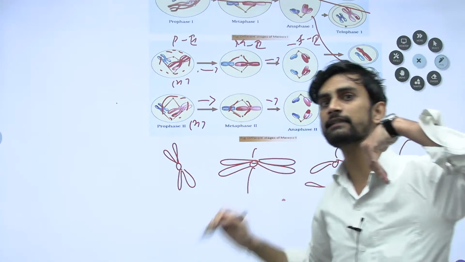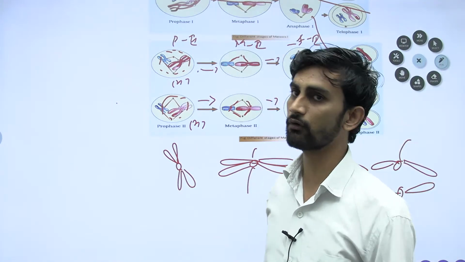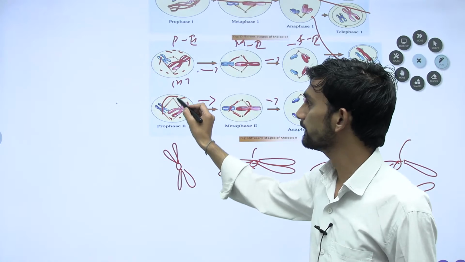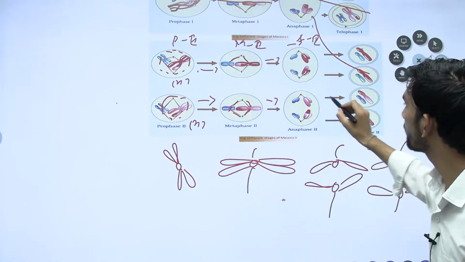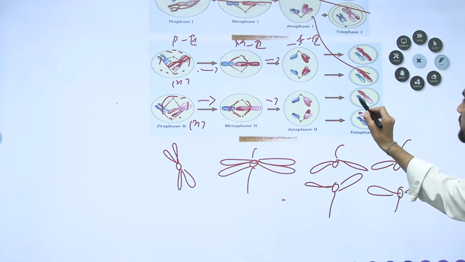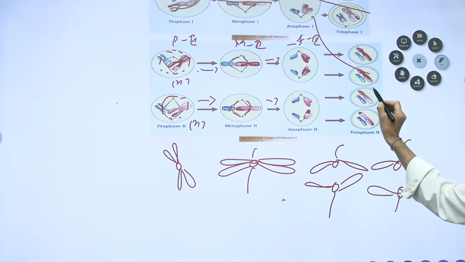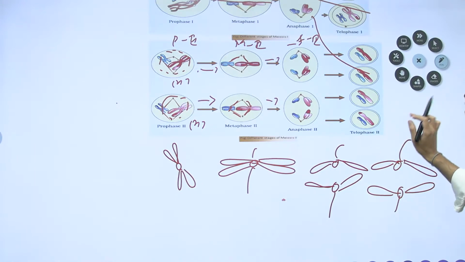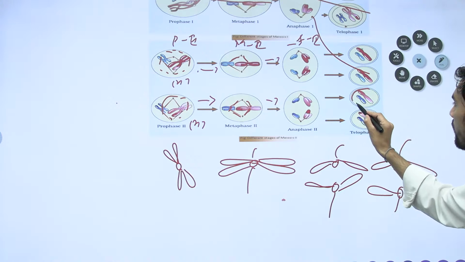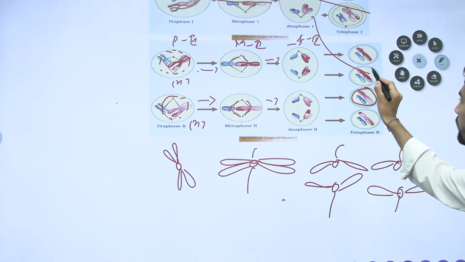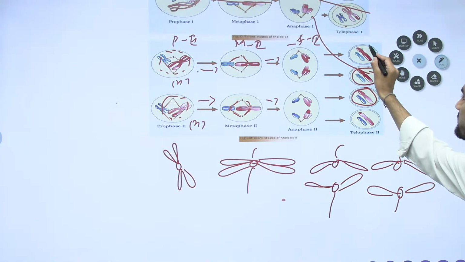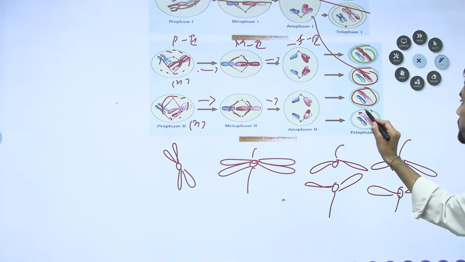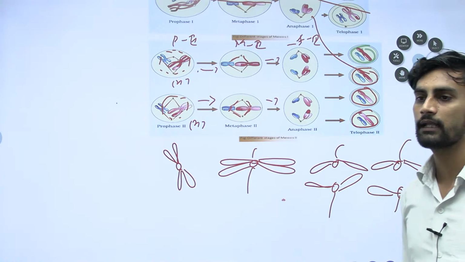Telophase 2 is exactly the opposite of prophase 2. What happened? The nuclear envelope had disintegrated, and now the nucleolus once again reappears. Here they have shown a small round structure within that. This is the nuclear envelope. This is the nuclear envelope. Are you getting my point?